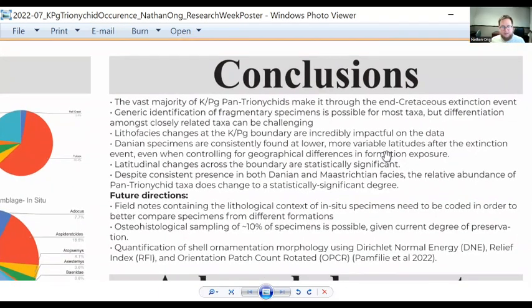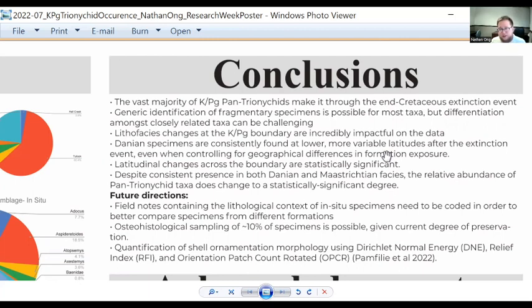The vast majority of KPG Pan-Trionychids do make it through the end Cretaceous extinction event. Generic identification of fragmentary specimens is possible for most taxa, but differentiation among some closely related taxa, especially some of those plastomenids, can be really challenging.